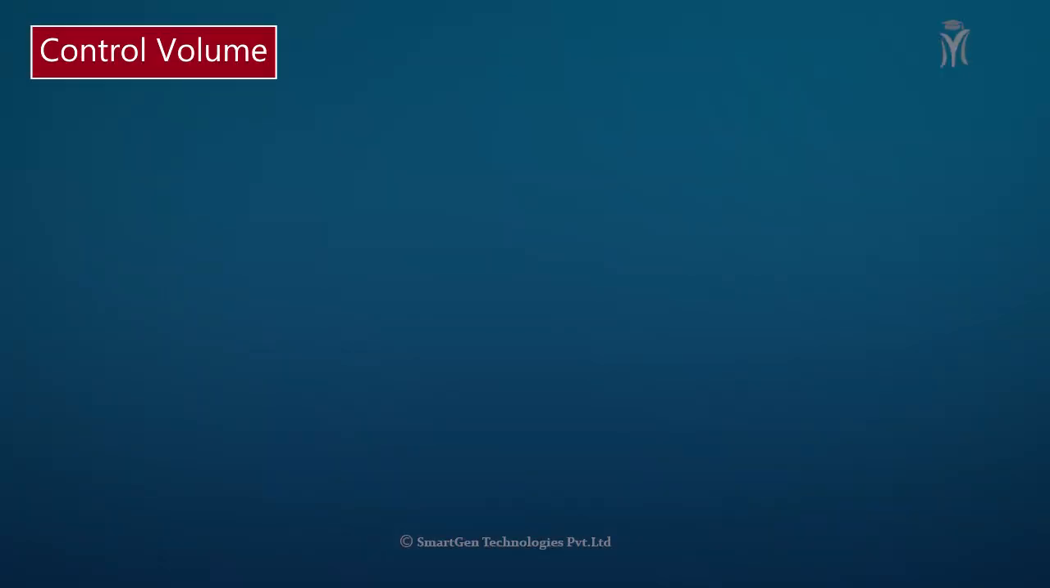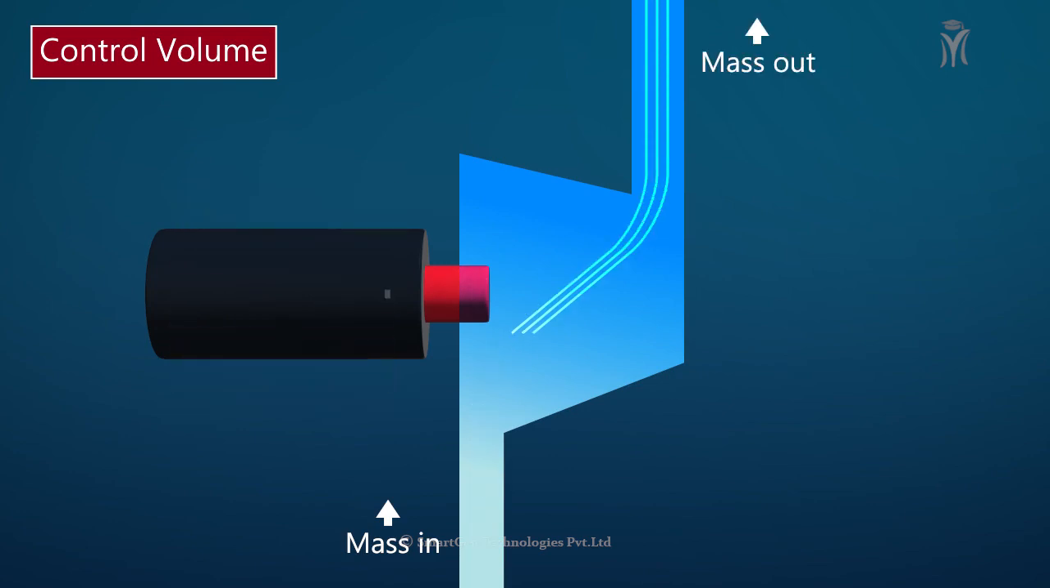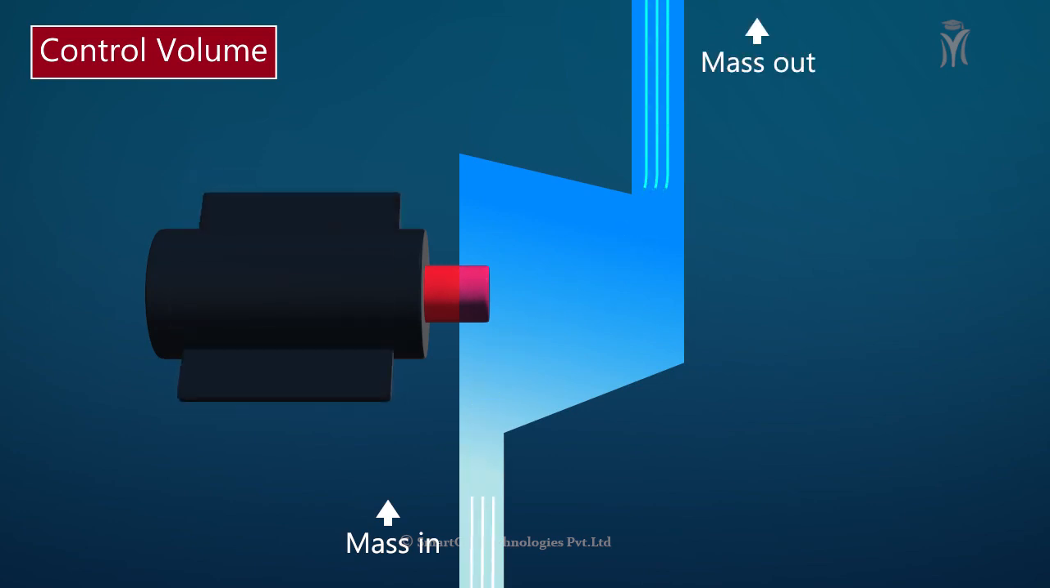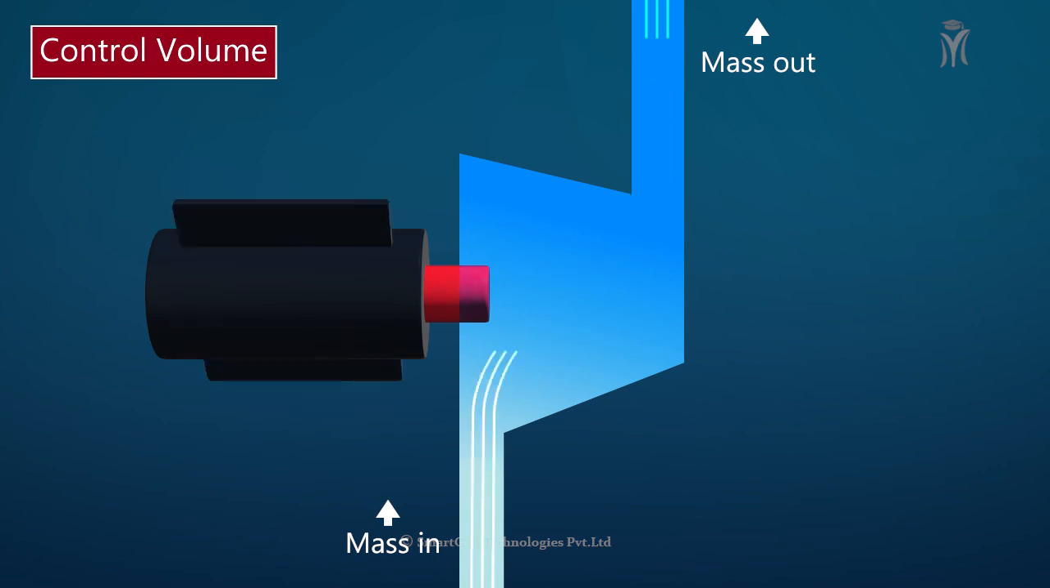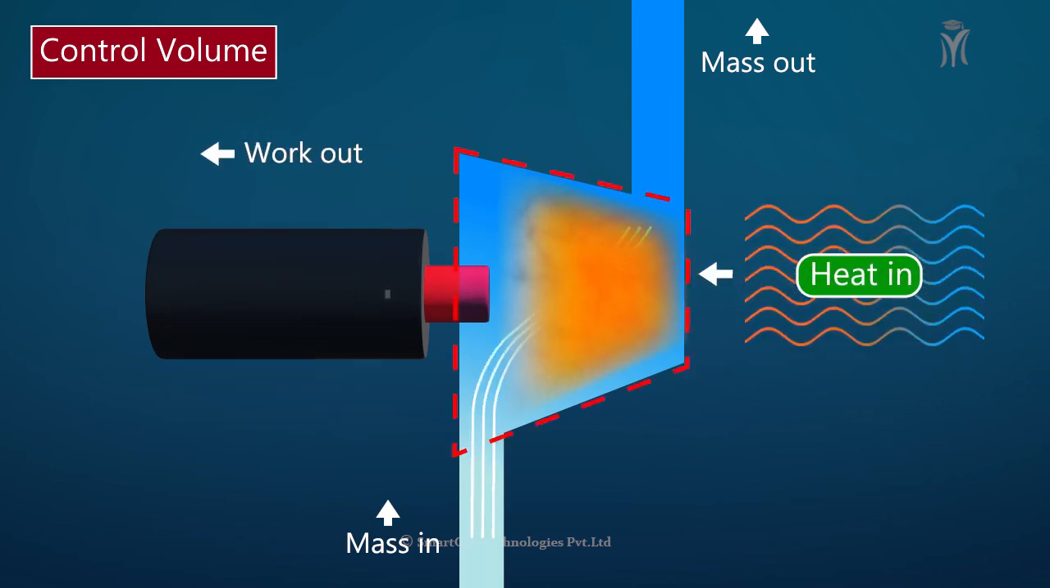Control volume is also one form of energy. It is due to fluid stream flowing into or out of the control volume. This is an additional energy that needs to be considered.